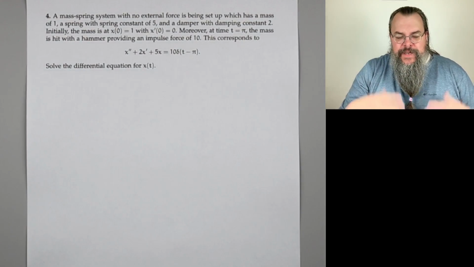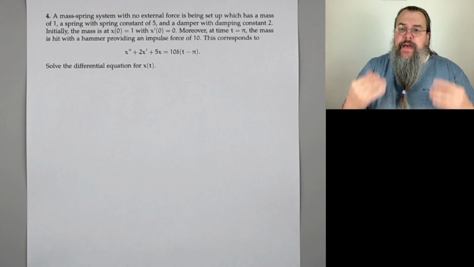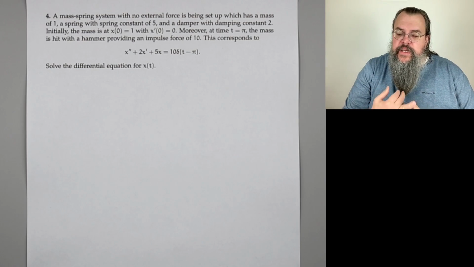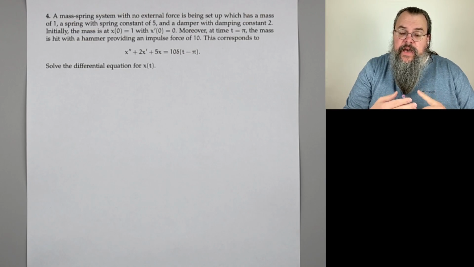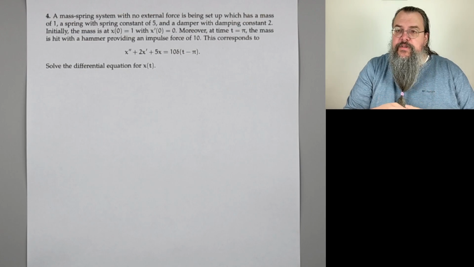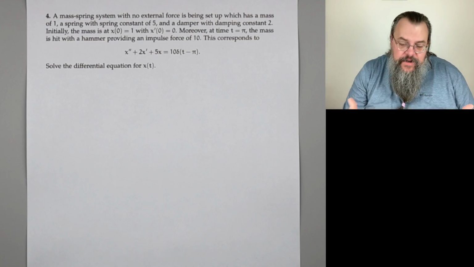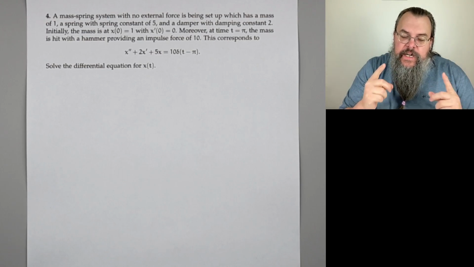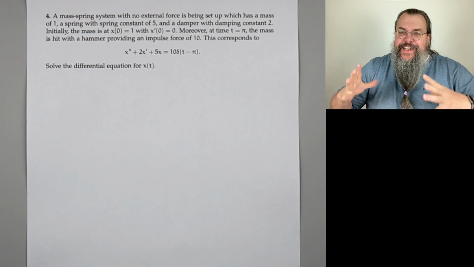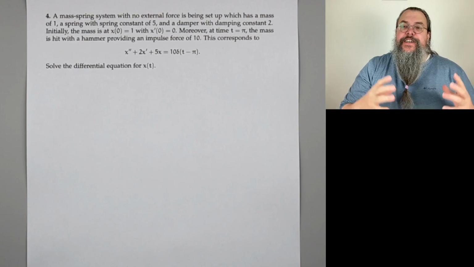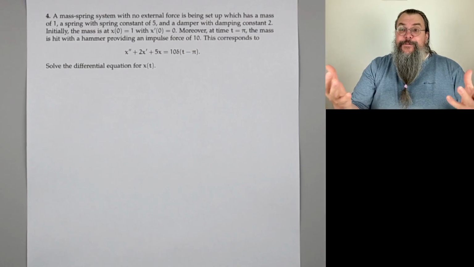Number 4, a mass spring system with no external forces is being set up, which has a mass of 1, a spring with spring constant of 5, a damper with damping constant 2. Initially, the mass is at x of 0 equals 1 with x prime of 0 equals 0. Moreover, at time t equals pi, the mass is hit with a hammer, providing an impulse force of 10. Now, like, word problem. We've got to translate all these words into a differential equation. So, what happens next? This corresponds to, they did it for us?